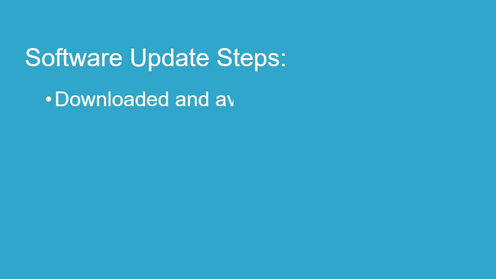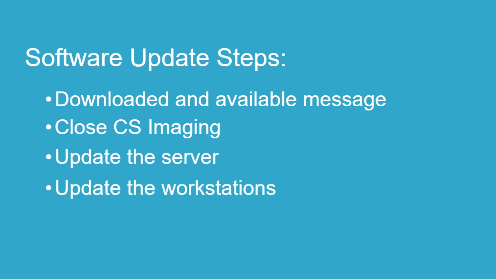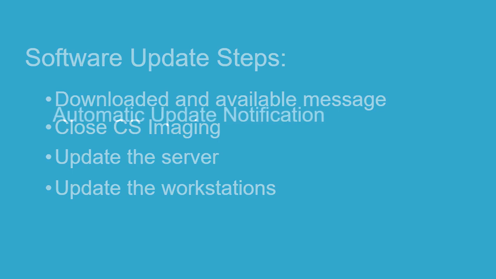First, you will receive a message that an update has been downloaded and is available on the workstations. Next, you will close CS Imaging on all computers. Then you will go to the server and perform the update. Next, when you open CS Imaging on each workstation, you are prompted to perform the update. Then the update process is complete.